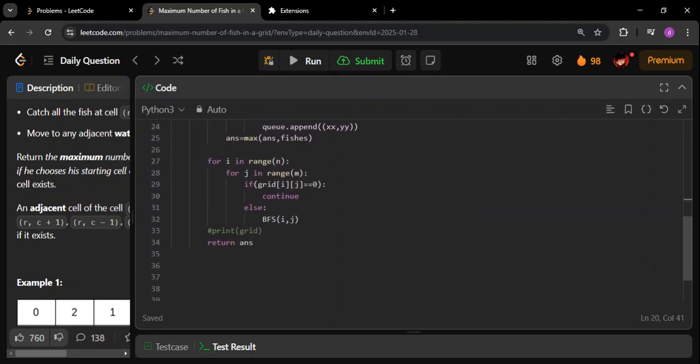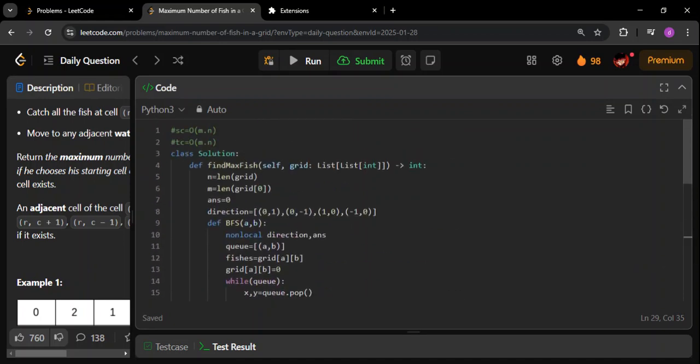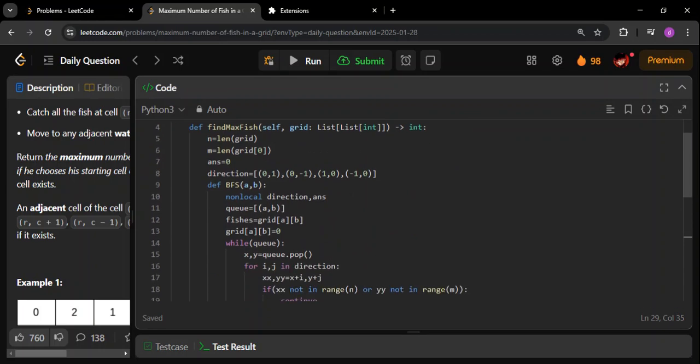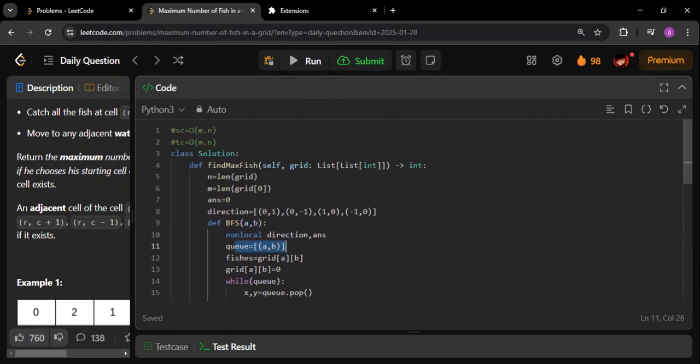For that reason we are not using any visited set, and I'm claiming it's going to be O of one space complexity. But there are other cases also. It's not very clear how much space complexity this particular part is contributing. For that reason I am not claiming it to be O of one. That's why in the worst case it should be O of m into n, and I've written that here.